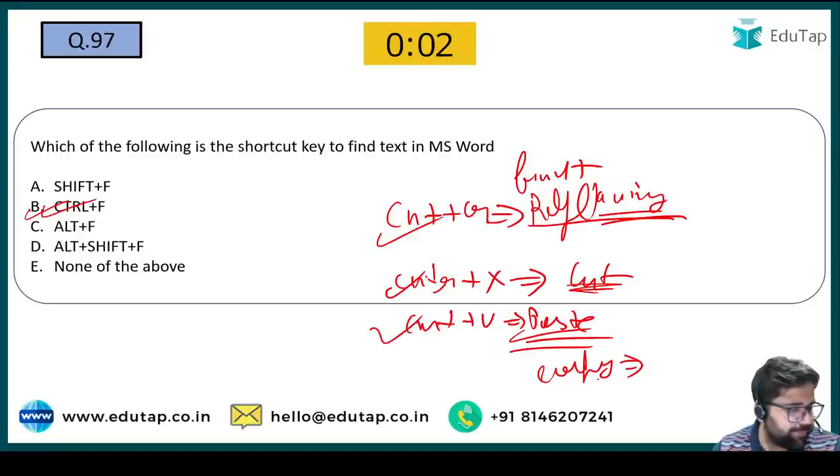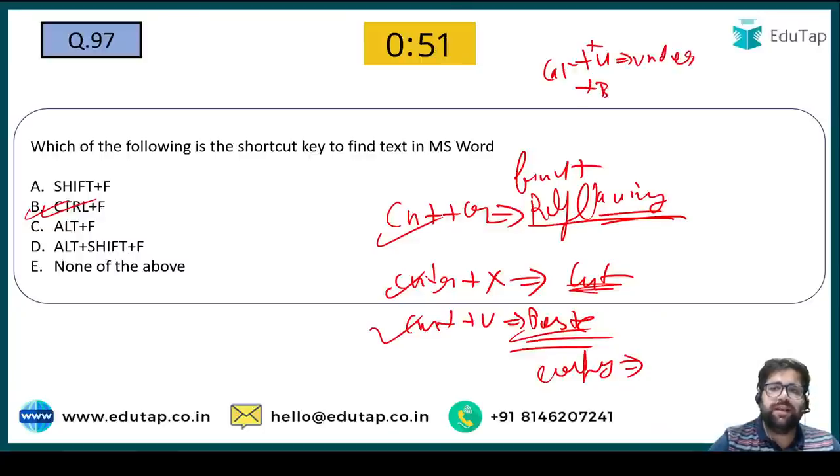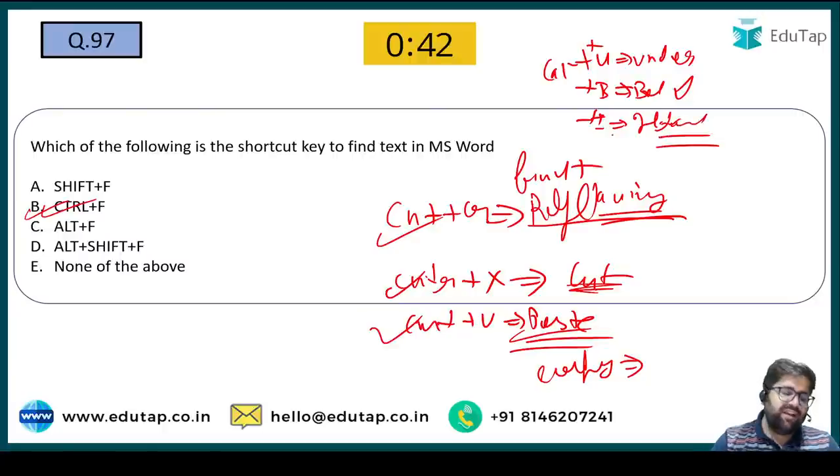For copy, if I have to copy, remember this as well. For Control plus U, you will be using underline. Control plus B is used for bold. Control plus I, italic font. Okay, so I'm just writing in very short. Control plus C is for copy.